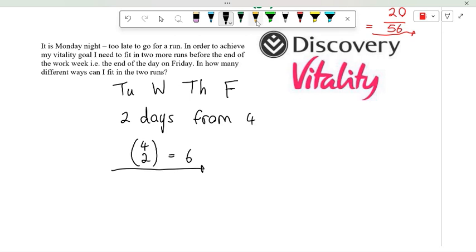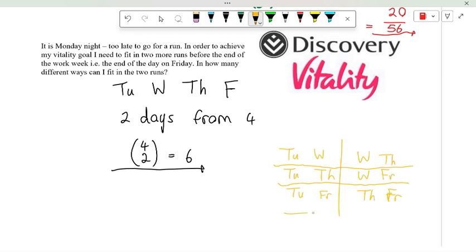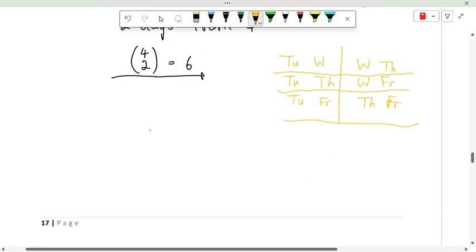Okay, right. So let's just write them down because it's only 6. We should be able to do that. I could run on Tuesday and Wednesday. I could run on Tuesday and Thursday. I could run on Tuesday and Friday. All right. I could run on Wednesday and Thursday. I could run on Wednesday and Friday. And the only last option is to run on Thursday and Friday. Right. And so we actually see that there are indeed 6 different ways that I can choose 2 days from 4 days. Okay. Right.